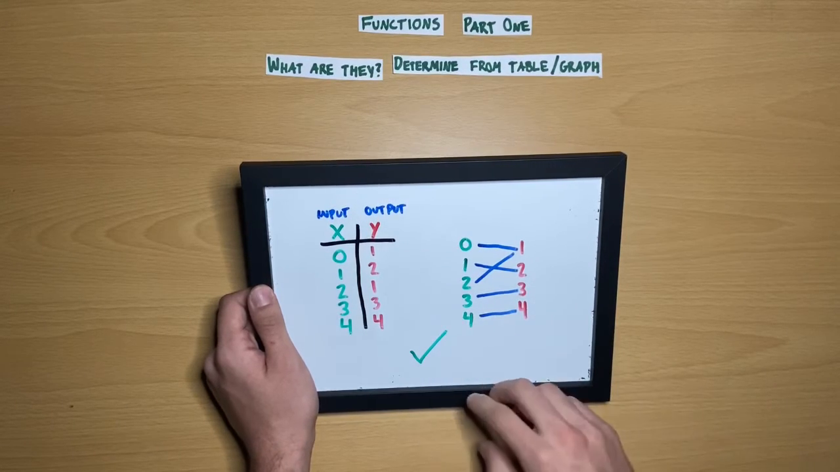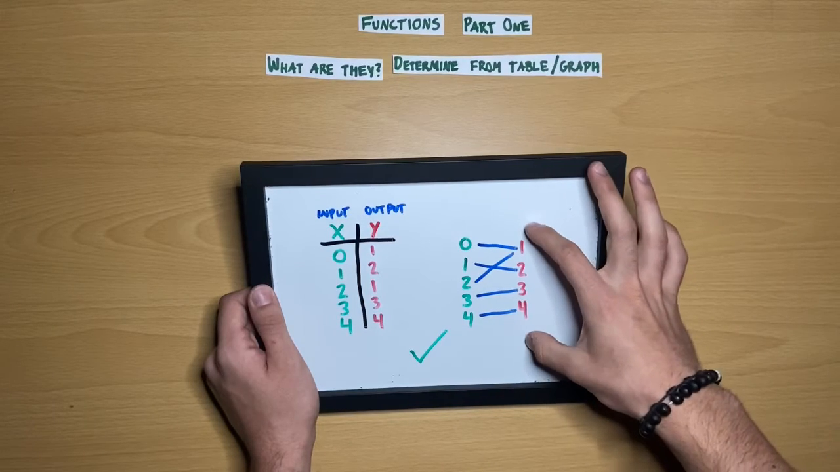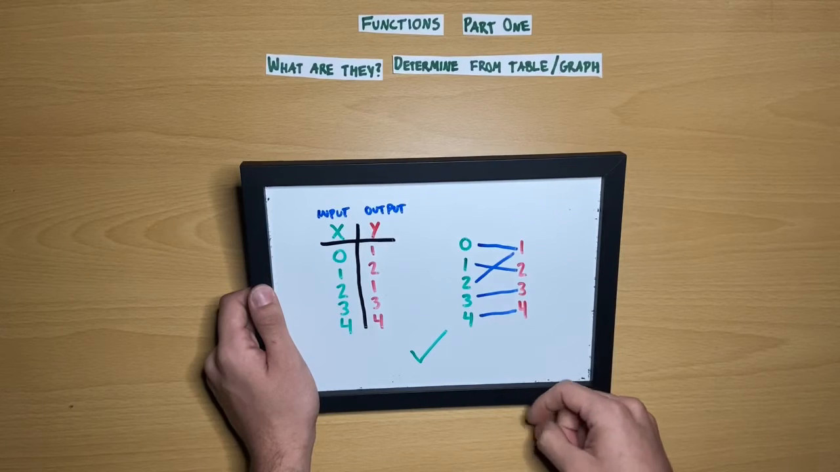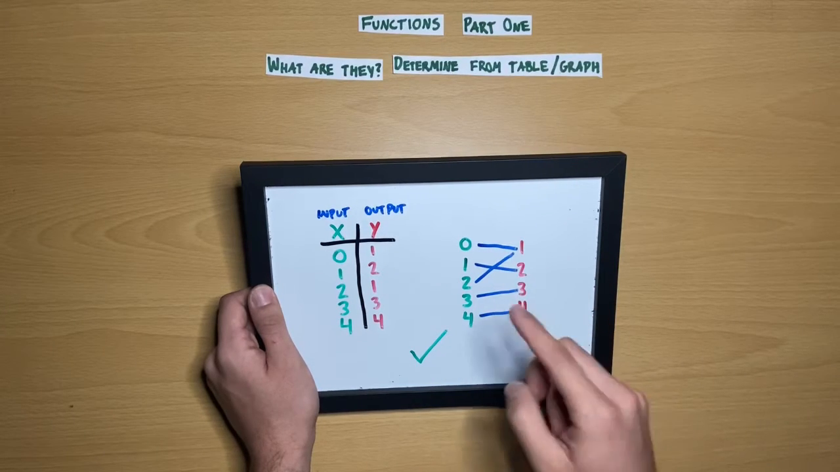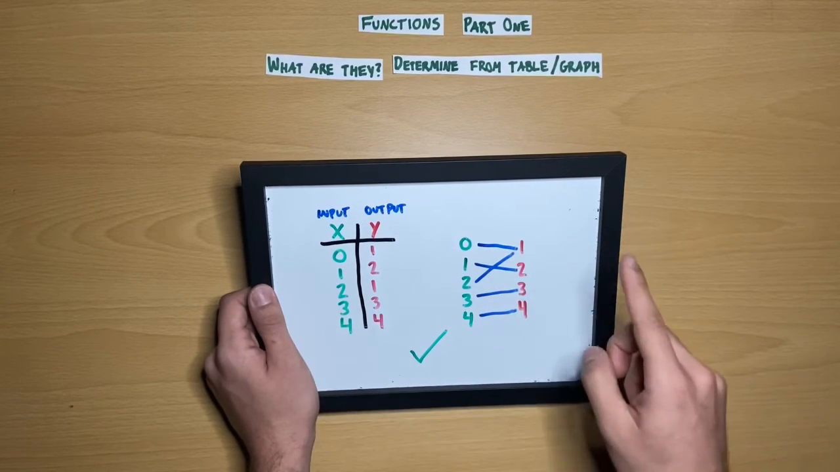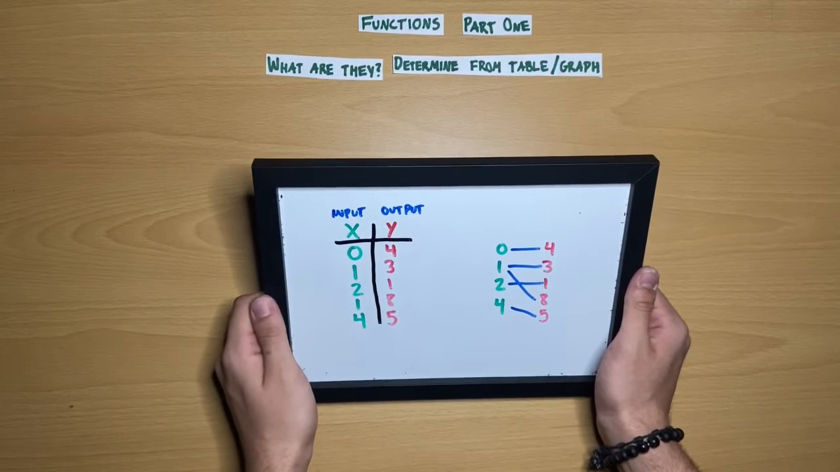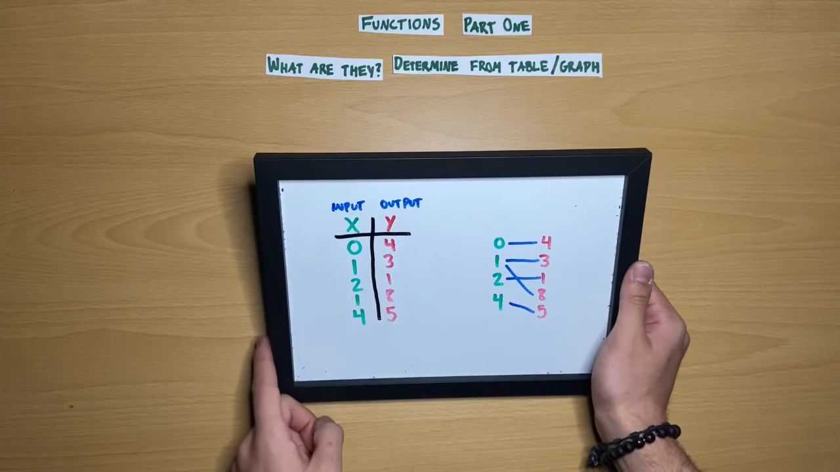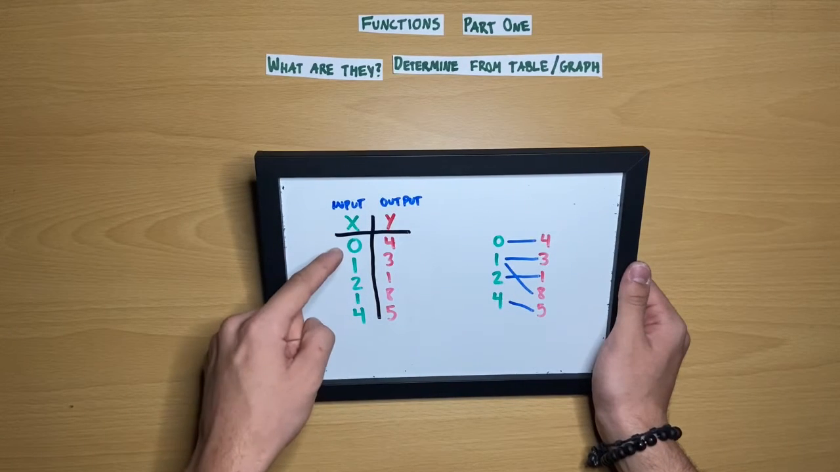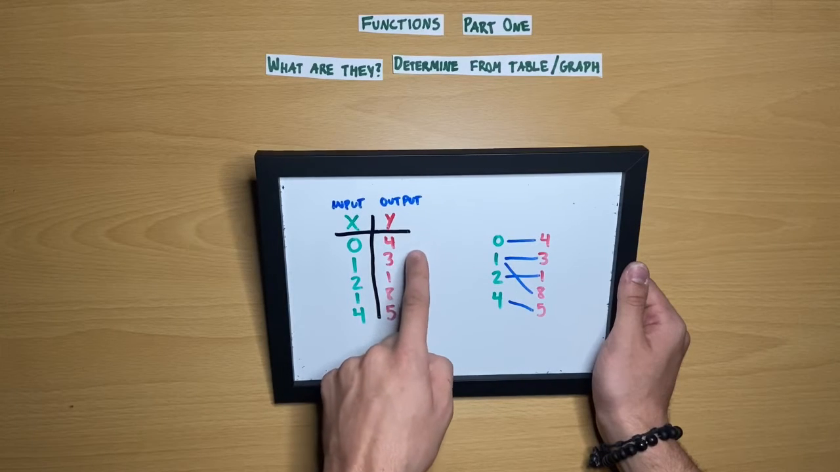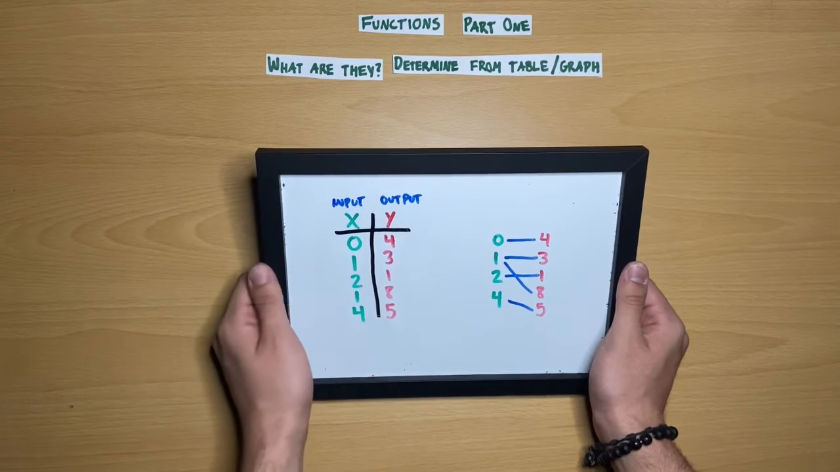Again, this was that example where it's okay to have outputs that go to multiple inputs. Remember, we only care about the inputs going to exactly one output. For our final table example, we have this table here. Our inputs are 0, 1, 2, 1, and 4, and our outputs are 4, 3, 1, 8, and 5.